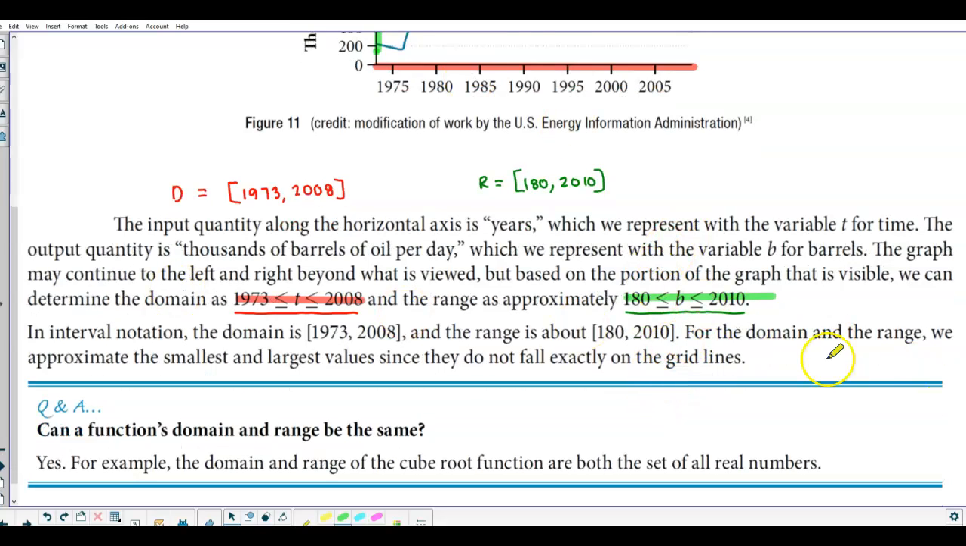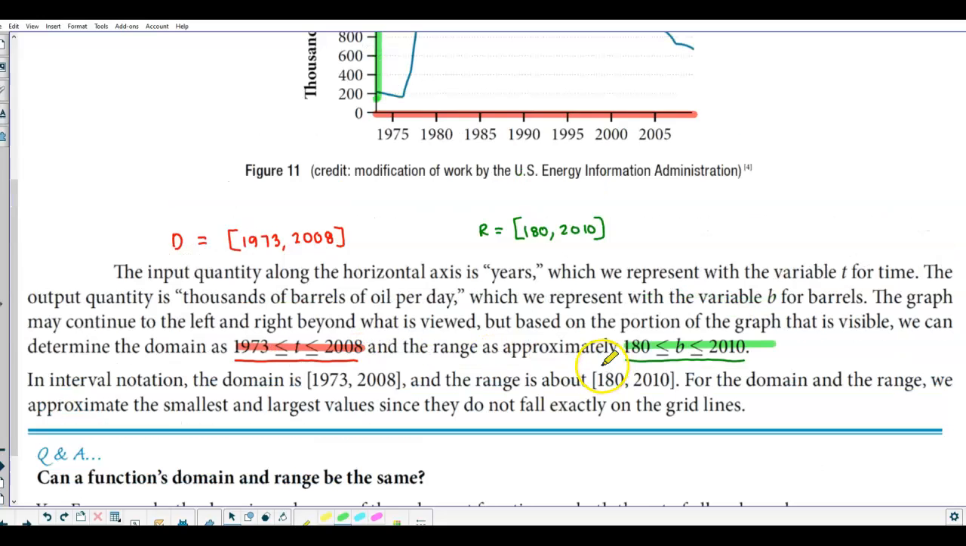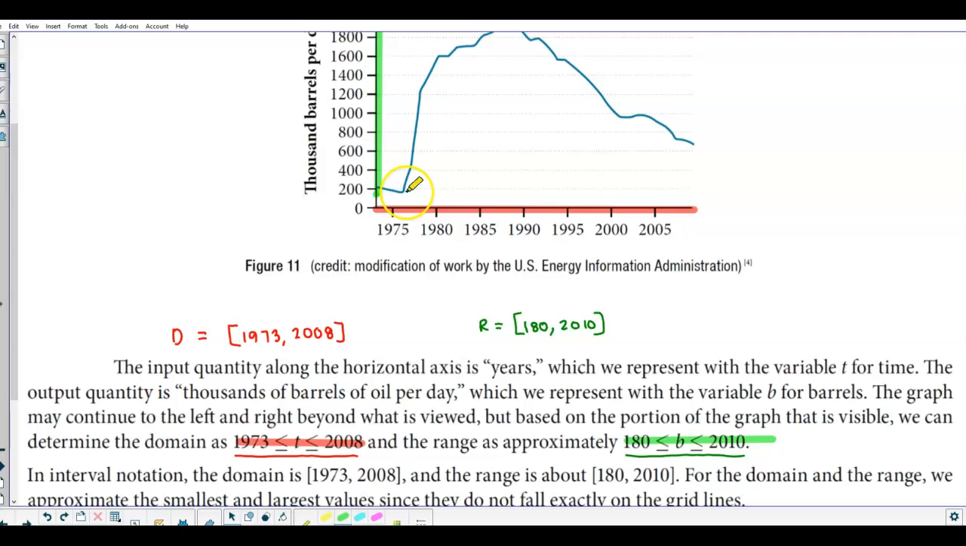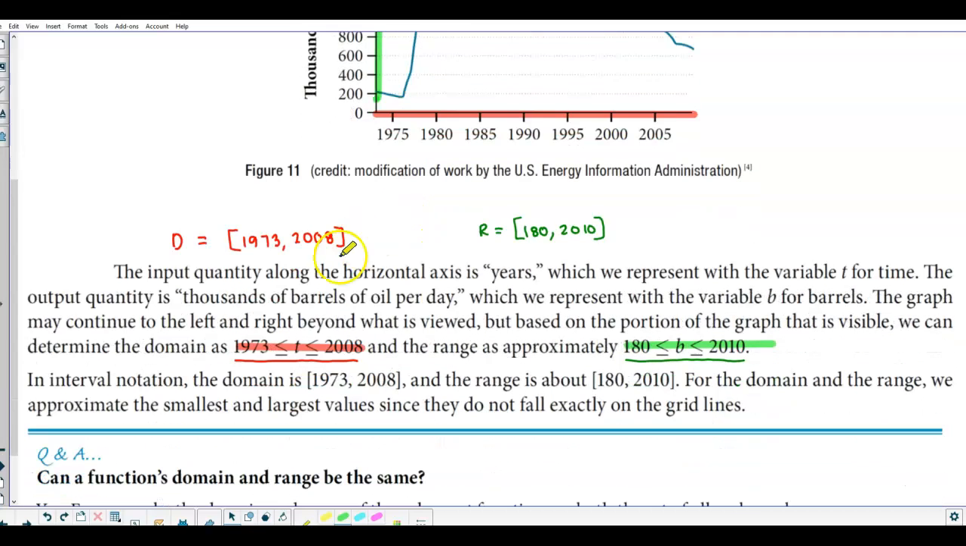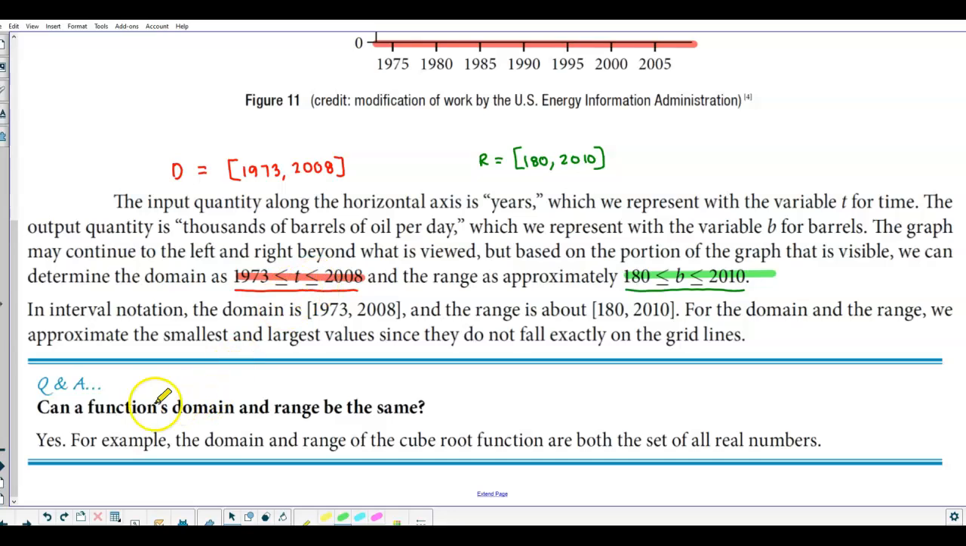So for the domain and range, we approximate the smallest and largest values since they do not fall exactly on the grid line. So we don't have an exact value in this scenario. We're getting an approximate number in this case. Now, can a function's domain and range be the same? Well, yeah, they can. For example, the domain and range of the cube root function are both the set of all real numbers.